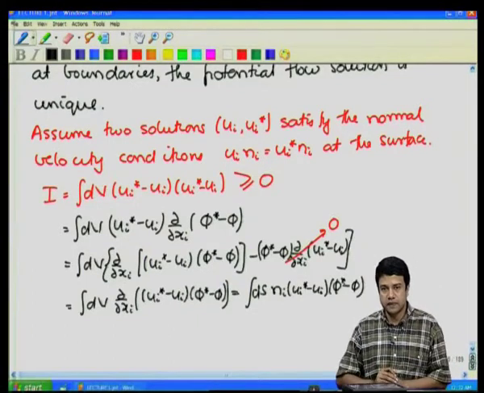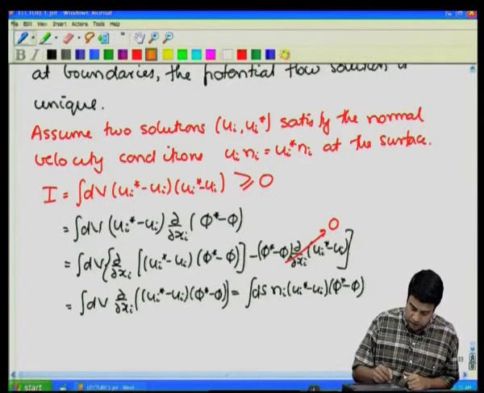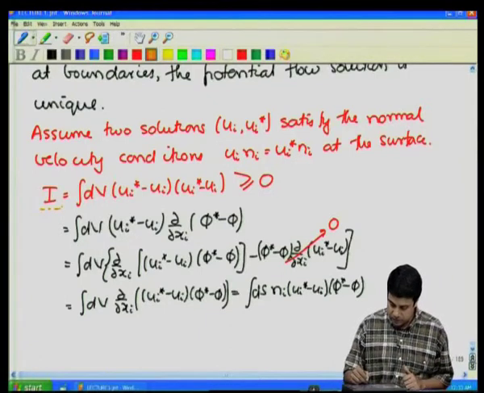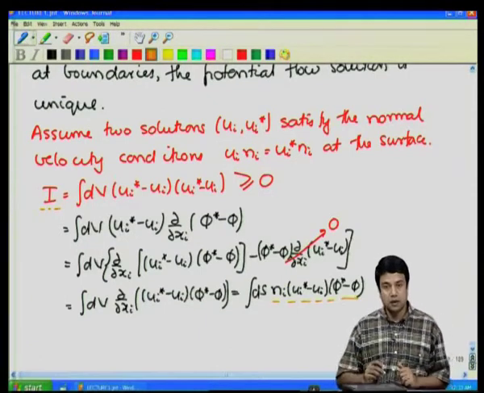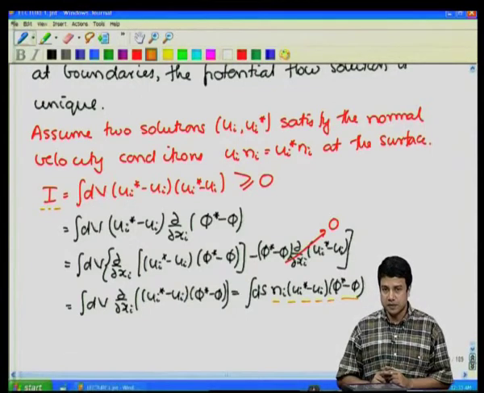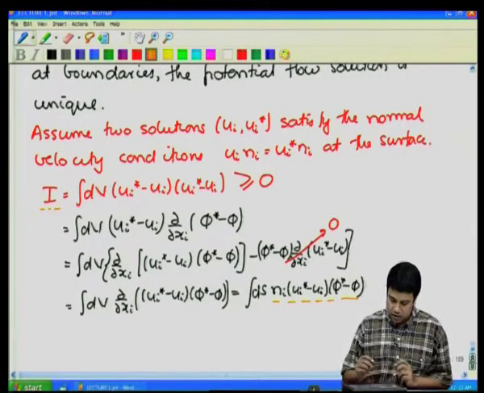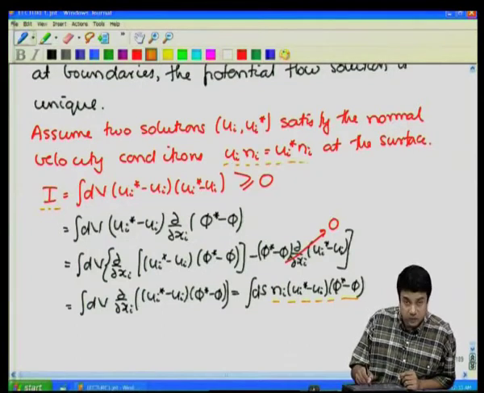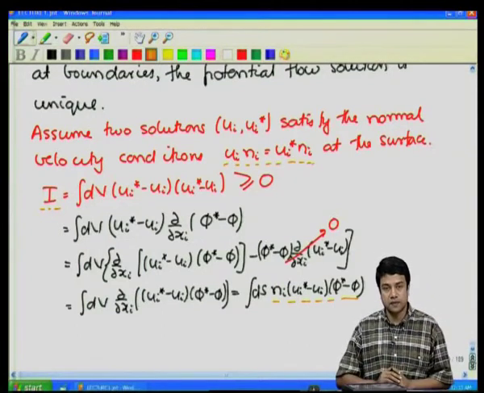Unit normal times that vector integrated over the surface. Okay. So, this is what is equal to the original function that I had, I, is equal to this one. We had postulated two different velocity profiles ui star and ui, both of which satisfy the same normal velocity boundary condition at the surface.